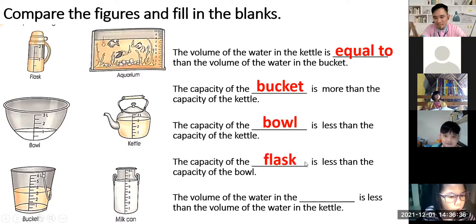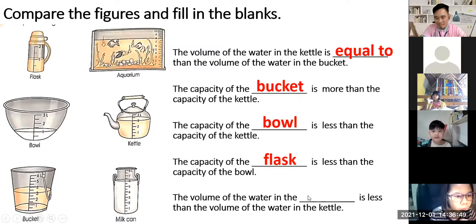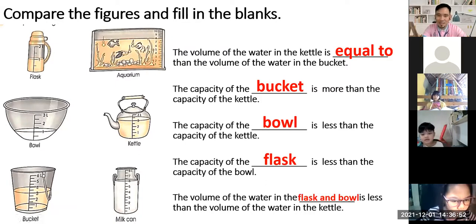Flask. And the last one here, the volume of water in the blank is less than the volume of water in the kettle. Bowl and flask, or flask and bowl. It's okay.